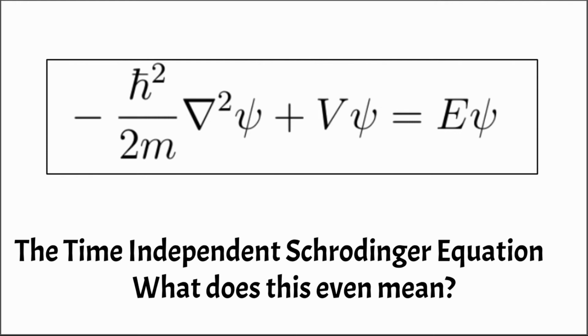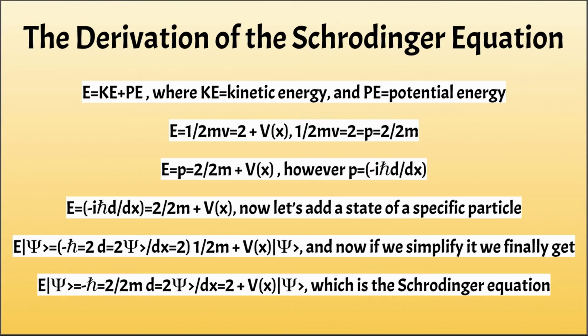That squiggly line is what we call the Greek symbol psi, which is used to show the state. We have that with a potential function which is V of x. E is the energy. Now how do we derive the equation?